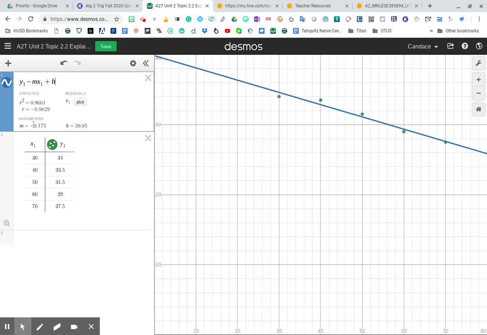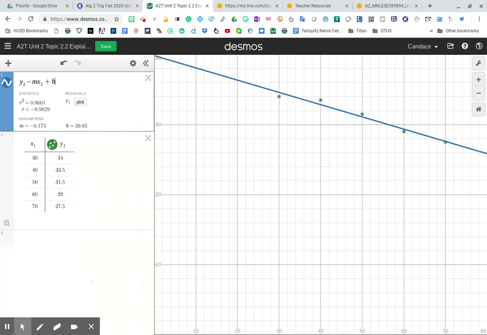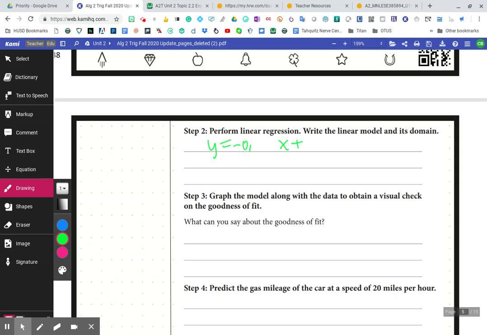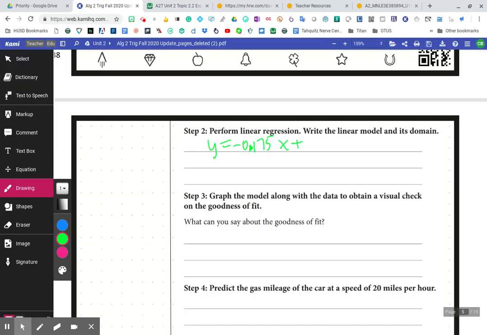So we know we've got our slope is negative 0.175 and our y-intercept is 39.85. So let's go ahead and write our equation. So y equals, I totally forgot it already, negative 0.175. That's a point. And then it was 39.85.